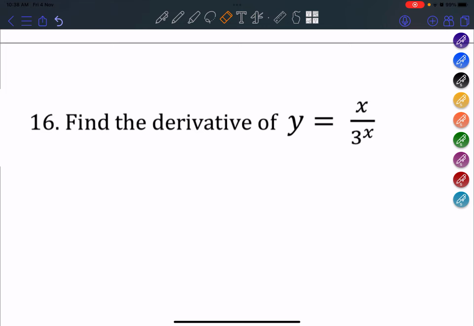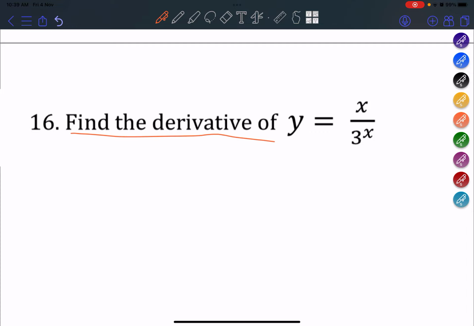Okay, so now let's start with the student response section. Starting with question number 16, it asks us to find the derivative of this function, which is y equals x over 3 power x. So in order to solve this question, we must first identify which skill we are going to use in this question. That will be the quotient rule.